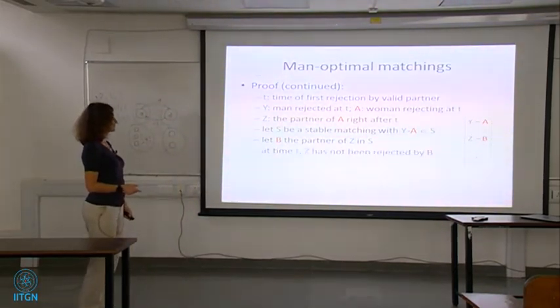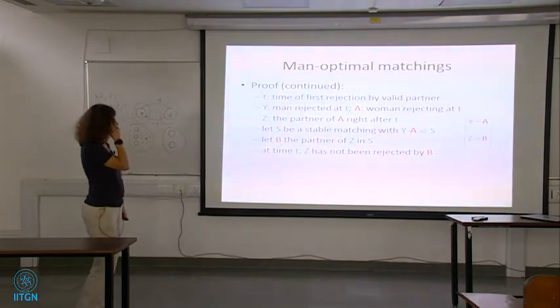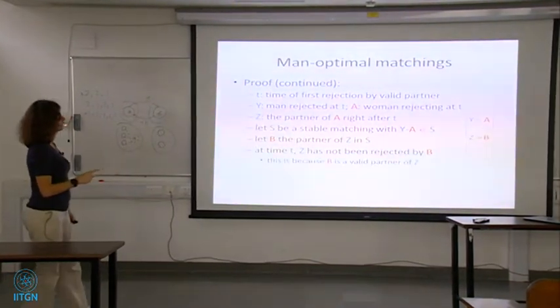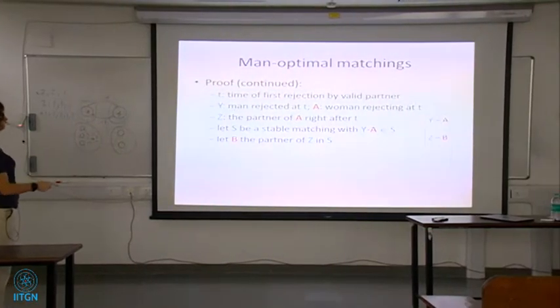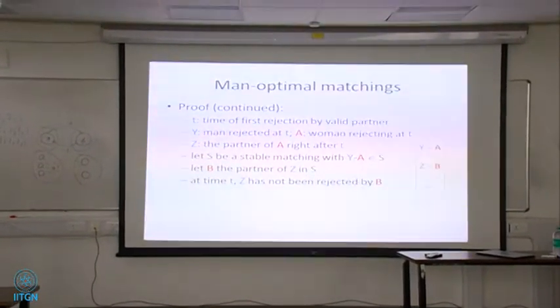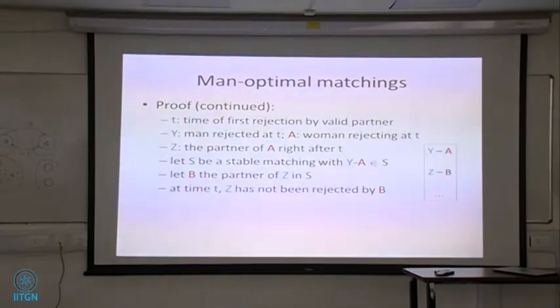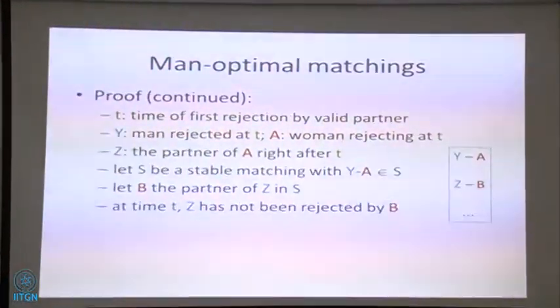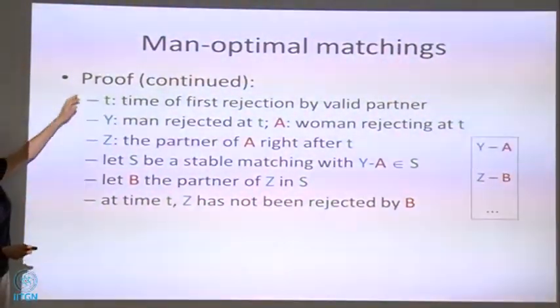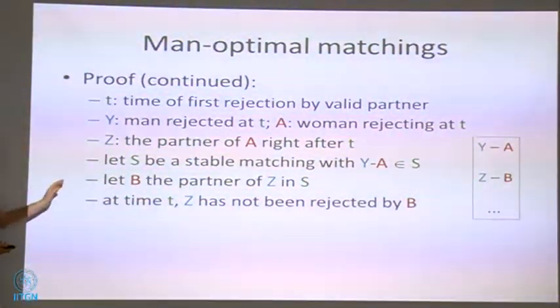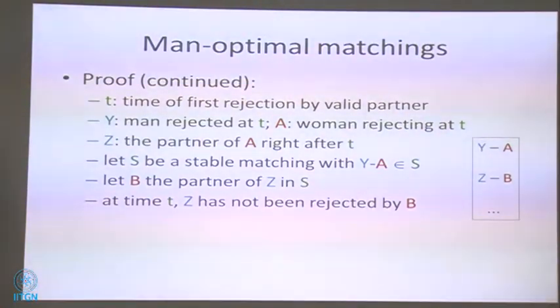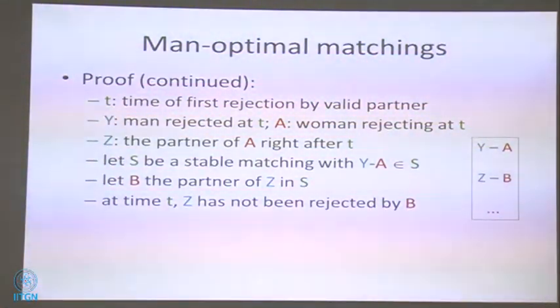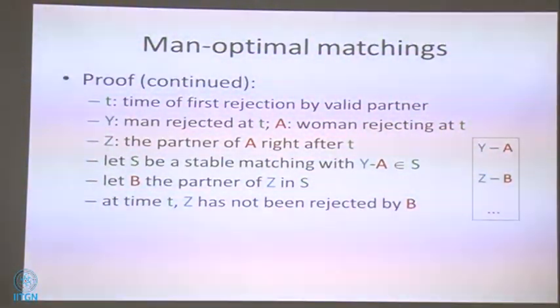Okay, let me try to get a contradiction out of it. Let me try to argue that this matching is actually not stable. So I claim that at time t, Z has not been rejected by B, right? So t is this point in time we are now considering very carefully. At that time, Z has not been rejected by B. This is an event that hasn't happened. Maybe they're together, or maybe Z hasn't proposed to B, but the event of rejection of Z by B has not happened. Why?